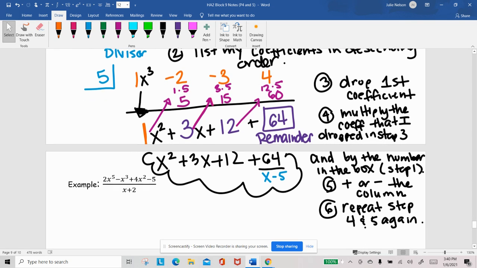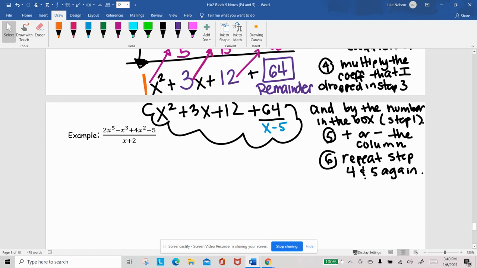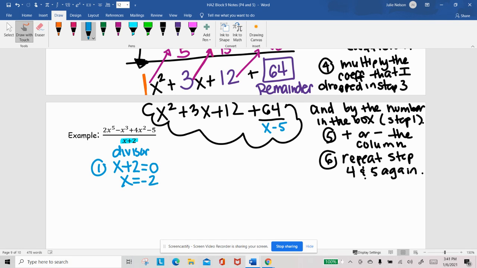I know that was a little bit of a challenge, right? So let's try it again. This is 2x to the 5th minus x cubed plus 4x squared minus 5, and it's dividing by x plus 2. Since we are dividing by x plus 2 is our divisor. And step number 1, I always set our divisor equal to 0, and I solve for x. That is the number that goes in the box.